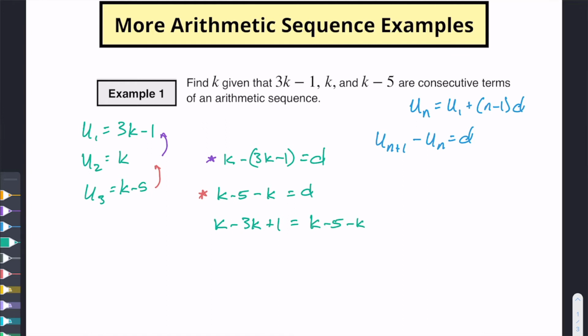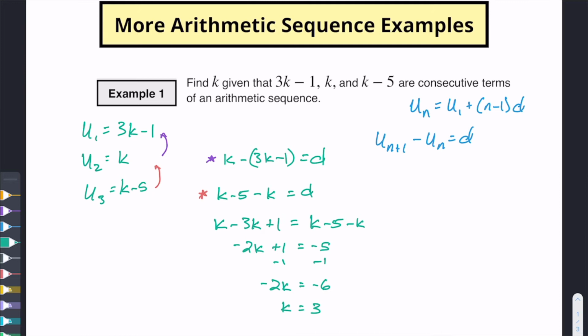So now I'm going to simplify all of my like terms. I've got minus 2k plus 1 over here, and over here that's just minus 5, because these two k's are going to knock each other out. So I'm going to subtract 1 from both sides. So negative 2k is equal to negative 6. So that means k has got to equal positive 3. Did I do that right? Yes. k has got to equal positive 3.